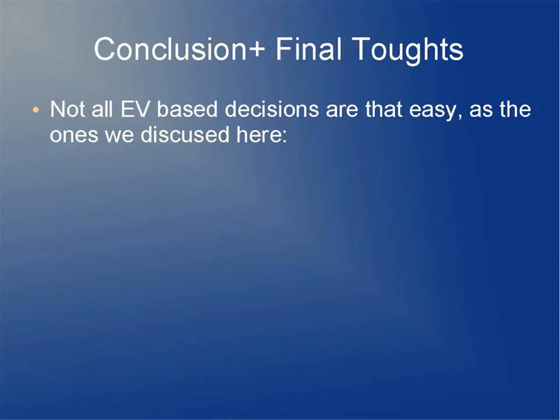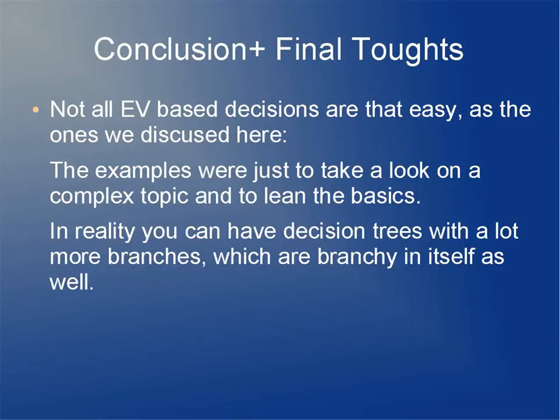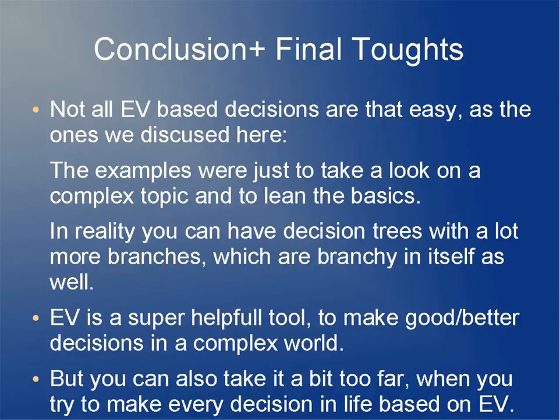Now I will come to my conclusions plus final thoughts. Not all EV-based decisions are as easy as the ones we discussed here. The examples were just to take a look at a complex topic and to learn the basics. In reality, you can have decision trees with a lot more branches, which are branchy in themselves as well. EV is a super helpful tool to make good or better decisions in a complex world. But you can also take it a bit too far when you try to make every decision in life based on EV.